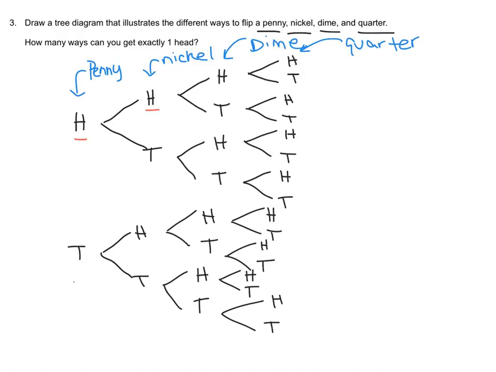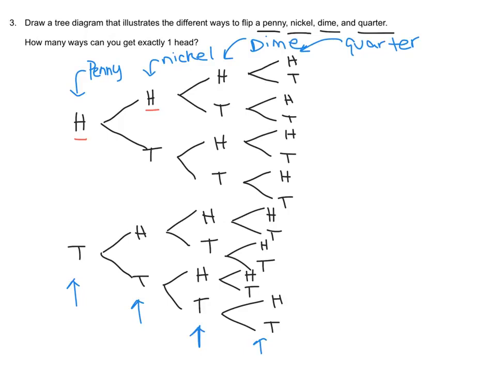Again, my first column represented the penny, and then after I flipped the penny, I have the second column representing the nickel. After I flipped the penny and the nickel, I have the third column representing the dime, and after I flipped all three coins, I then flipped a quarter, and this last column represents the different outcomes of flipping all four coins. Now I'm going to use this tree diagram to list all of the outcomes of flipping a penny, nickel, dime, and quarter. To list the outcomes, you just follow the branches.